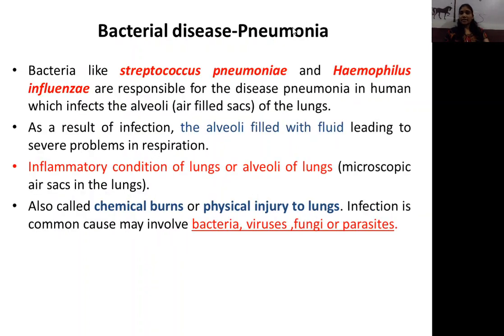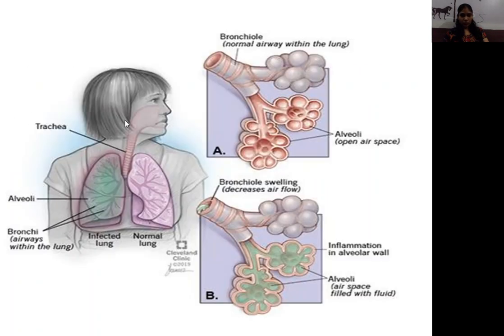Okay, next disease is pneumonia. This is a bacterial disease. In pneumonia, bacteria like Streptococcus pneumoniae and Haemophilus influenzae are responsible for the disease in humans, which infect the alveoli of the lungs, the air-filled sacs. What about that structure? Let us see. What is the alveoli, the air sac or air space?